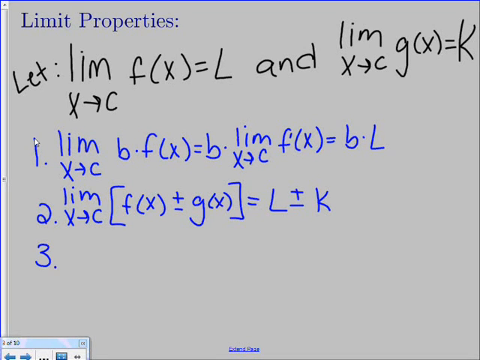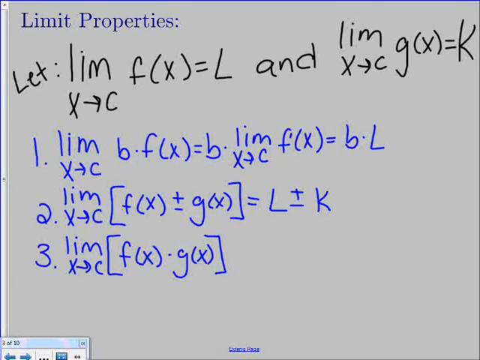So since we already did addition and subtraction, now we're going to look at a third operation between functions, and that's when we multiply them together. So in the case of when we have the limit of x approaches c for f of x times g of x, just like in number 2, when we just plugged in the L and the k and then put the appropriate operation between them, it's going to be the same thing here. We're going to have L times k for our final answer. So when you have the product of two functions, the limit is just going to be the product of their two individual limits.